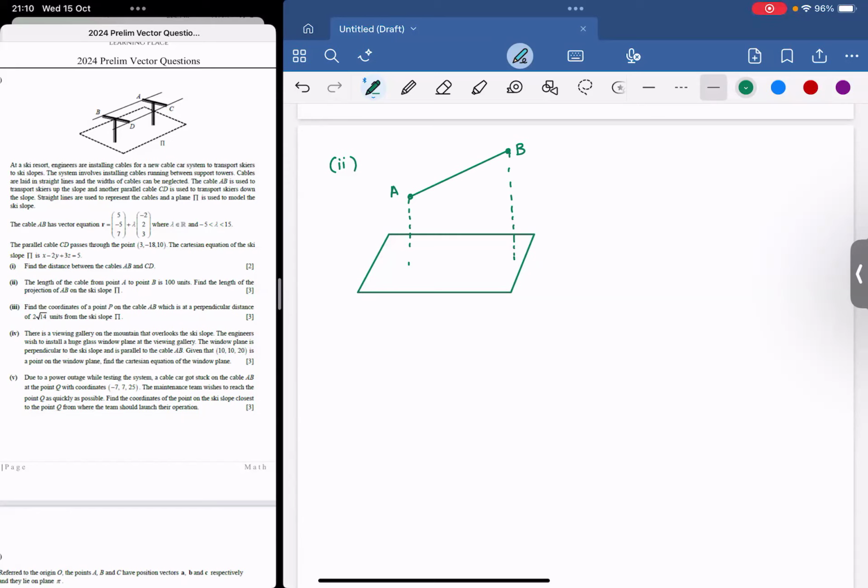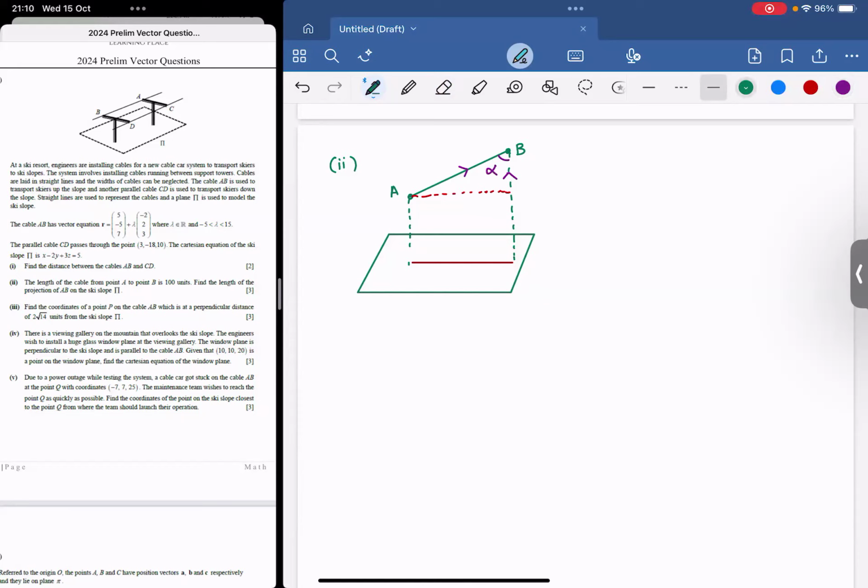So the length of projection of AB is this red color line, and this red color line is actually equal to this red dotted line. So again, I will use SOH CAH TOA to find it. Which are the direction vectors that I have? I have this direction vector, I have this direction vector. So this is the angle that I would have, let's call it alpha.